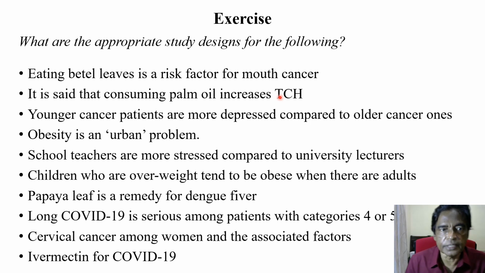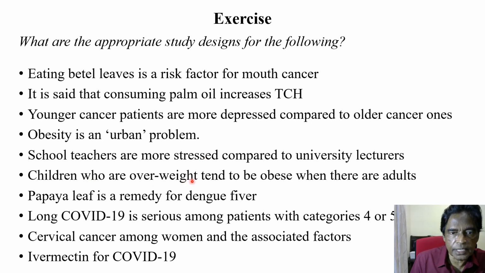It can be a crossover trial. 4 weeks on palm oil, right? Other group, normal oil. After 4 weeks, measure their cholesterol level and give a washout period and then cross it, right? Young cancer patients are more depressed. It's going to be a population-based study, questionnaire. So this will be a snapshot, cross-sectional. Obesity is an urban problem. So again, we're going to take 2 groups, cross-sectionally. Teachers are more stressed, again cross-sectional.